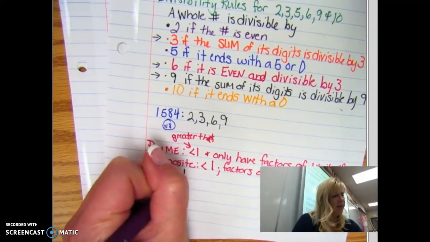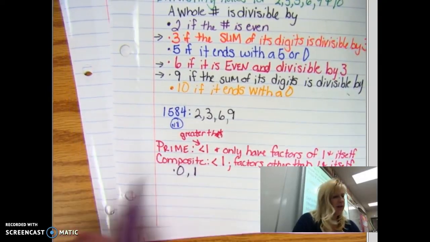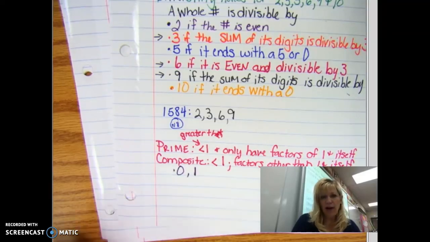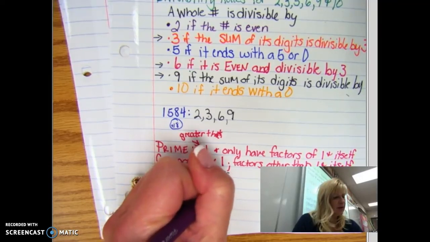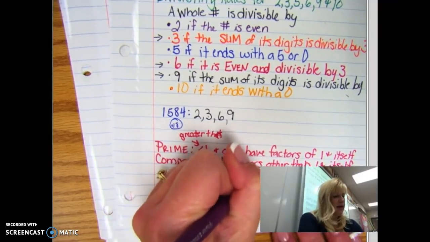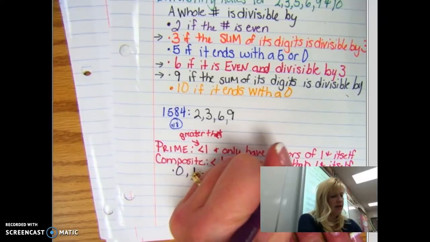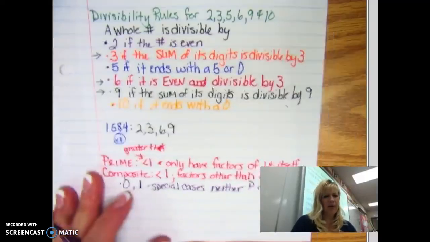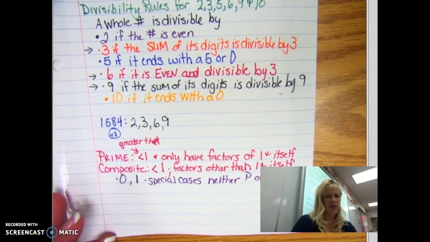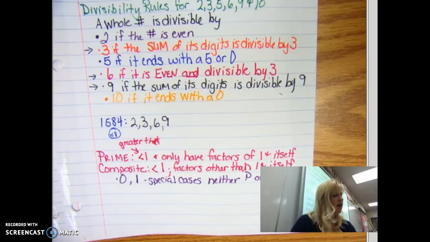Also, the number 1. There's only one factor of 1, and that's 1. So these two are special cases, and they're neither prime or composite. So just remember that as you go along. Sometimes you'll think, oh no, I think maybe 1 is prime. No, it's not. 2, however, is prime. It's your only even number that is prime because you have two factors, 1 and itself, which is 2.